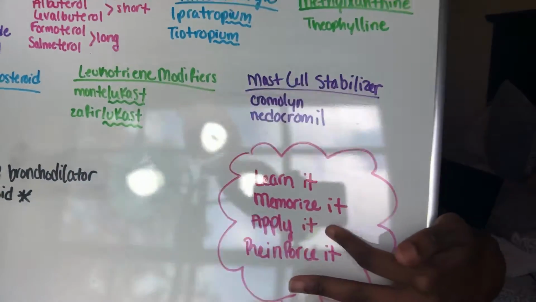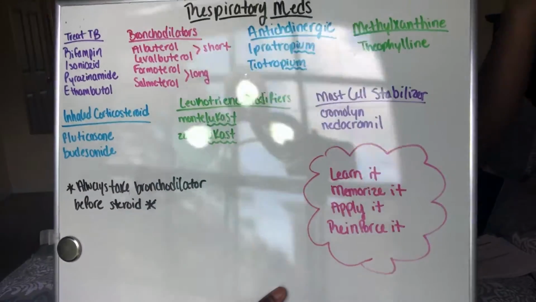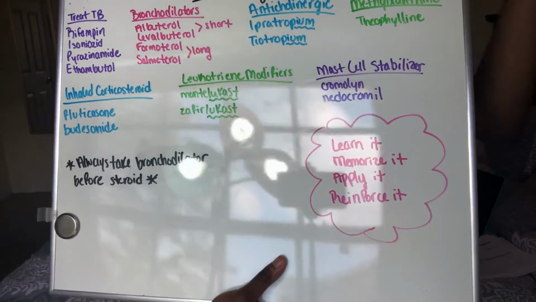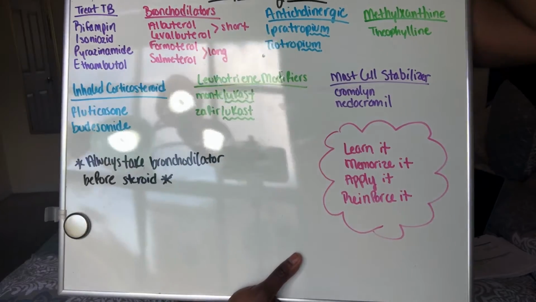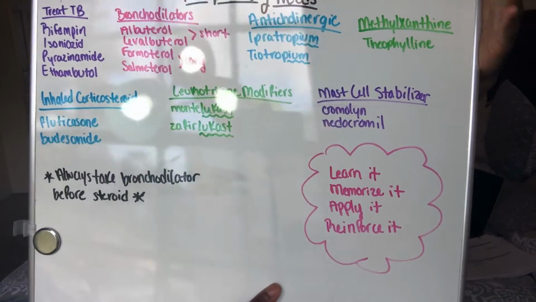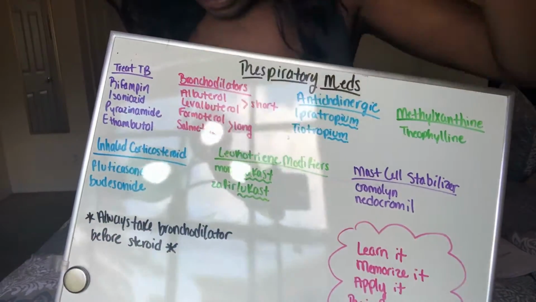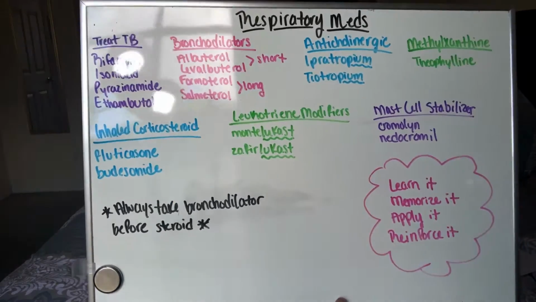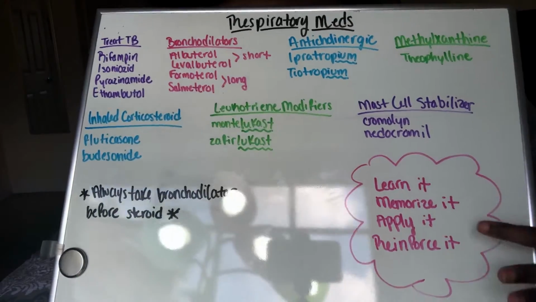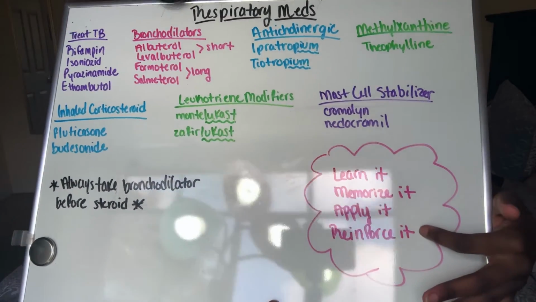And then apply it. Apply it goes with reinforcing it, because that's when you're saying in your head, okay, why is my patient on this? What am I looking out for? That's when you kind of do the thought process in your head to see how it'd be in real life. And also when you apply it in clinicals, when you look at your patient's MAR and you see that they're on albuterol, okay, why are they on albuterol and what should I look out for and what do I need to teach them about this med? So clinicals is a great place to be applying these meds.